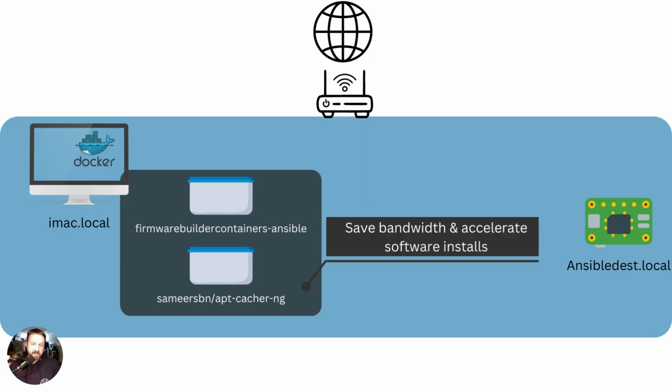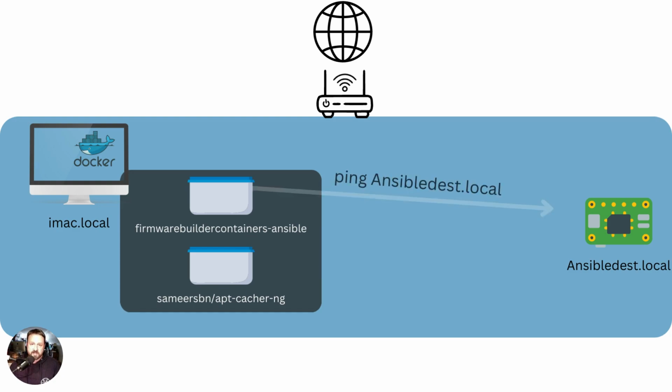The AppCacher NG container is used to save developer time. We eliminate redundant downloads of large files from the internet by saving a copy of packages to the local caching server. This dramatically reduces build time for solutions that depend on repositories for components.